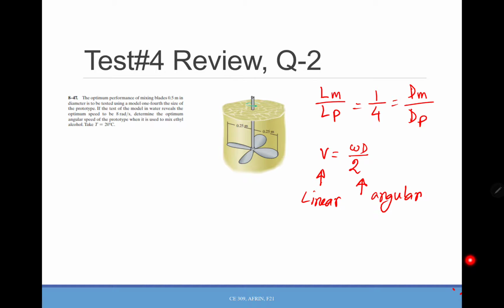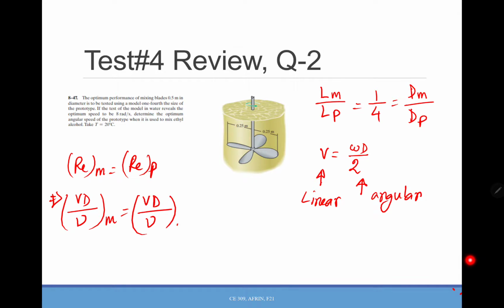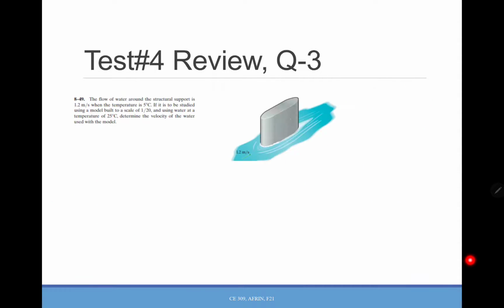And now we need to think which number we need to use. Since water is in contact with this blade, viscosity and viscous force, or the surface resistance, is the prominent force here. So we need to use the Reynolds number again. So Vd over viscosity, and for this V you will use this relation. Okay, so that is for question number 2.